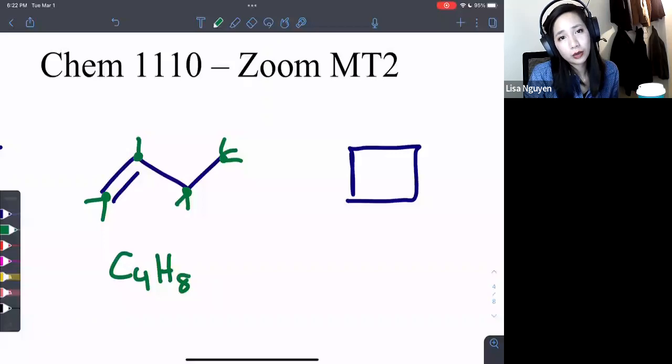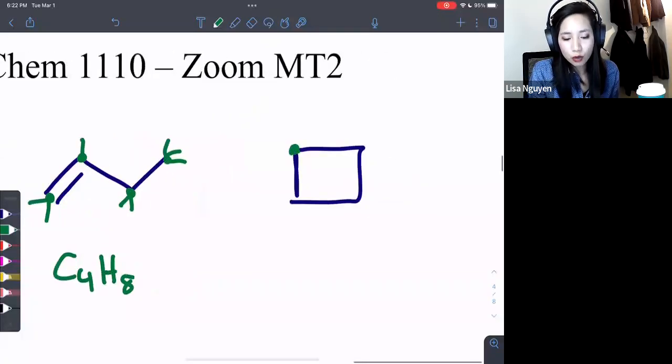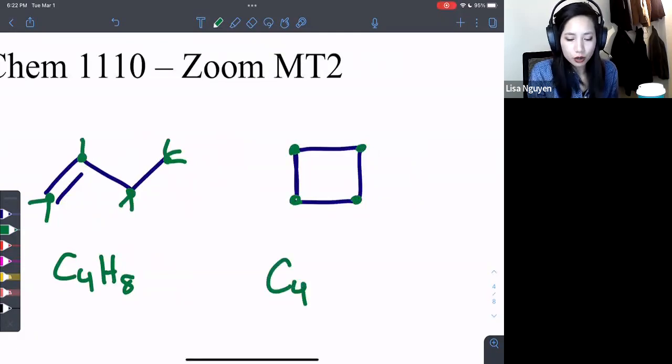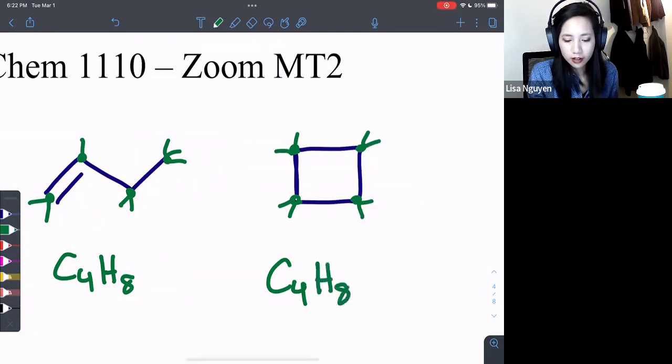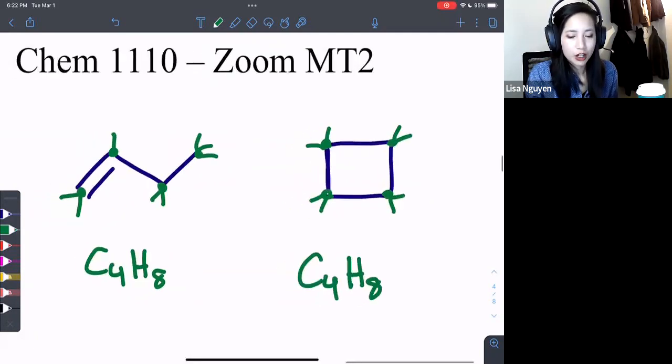Okay, let's look at the other one. This also has 4 carbons, 1, 2, 3, 4. Again, predict the number of hydrogens. Each carbon's only bonded to one other carbon, so each of those carbons has 2 hydrogens. Guess what its chemical formula is? C4H8. So they are isomers.